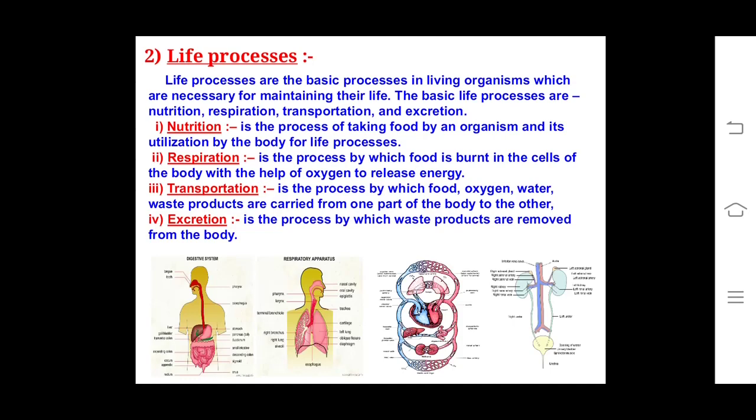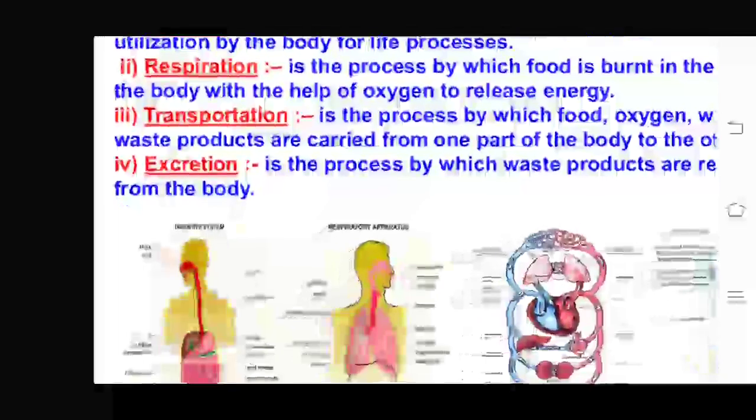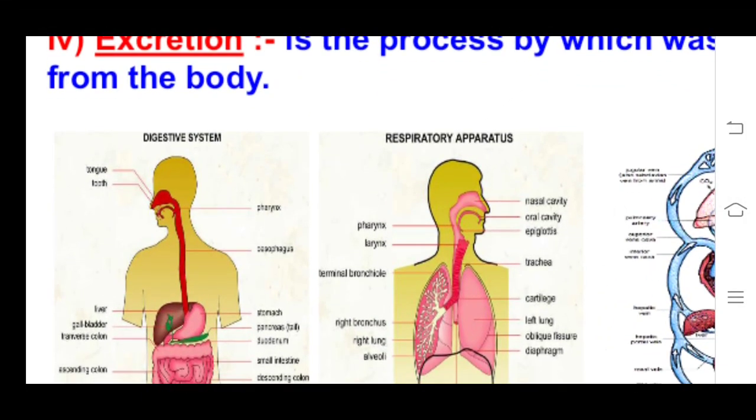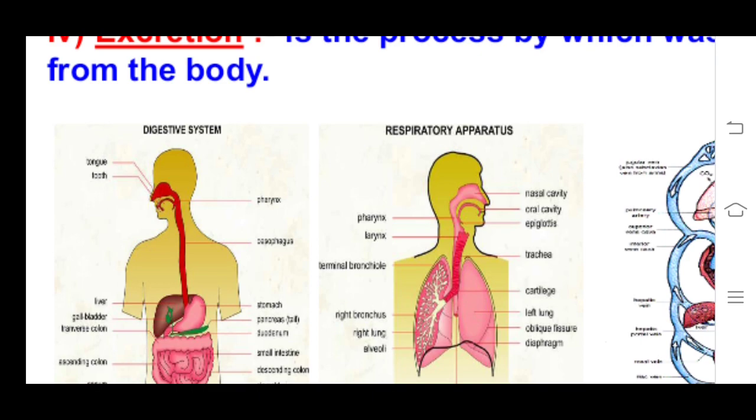Then the fecal matter is removed from the digestive system. Then the tears are also removed. Waste products and chemicals are removed by tears. These are some of the excretory organs of our body. And you can see the images: excretory, digestive system, respiratory system.